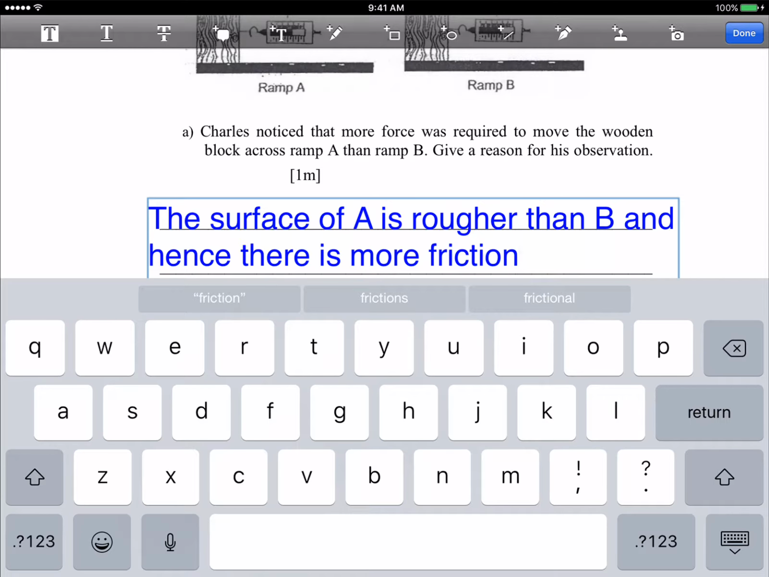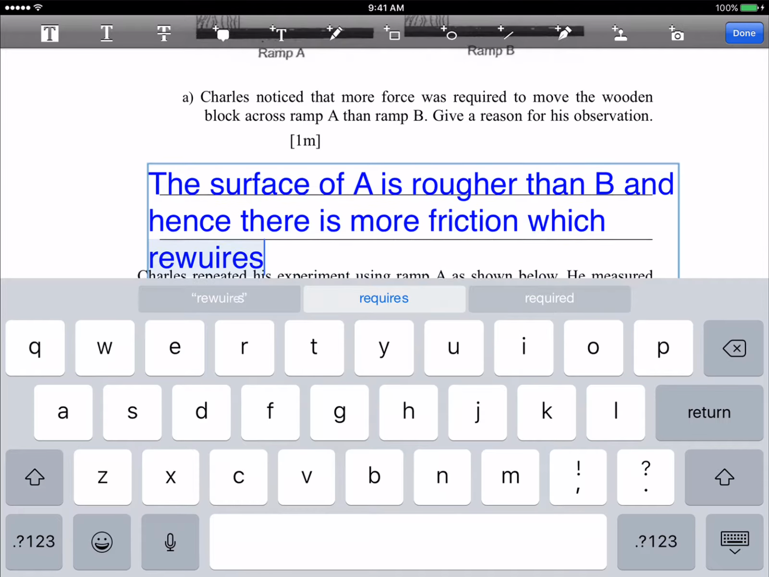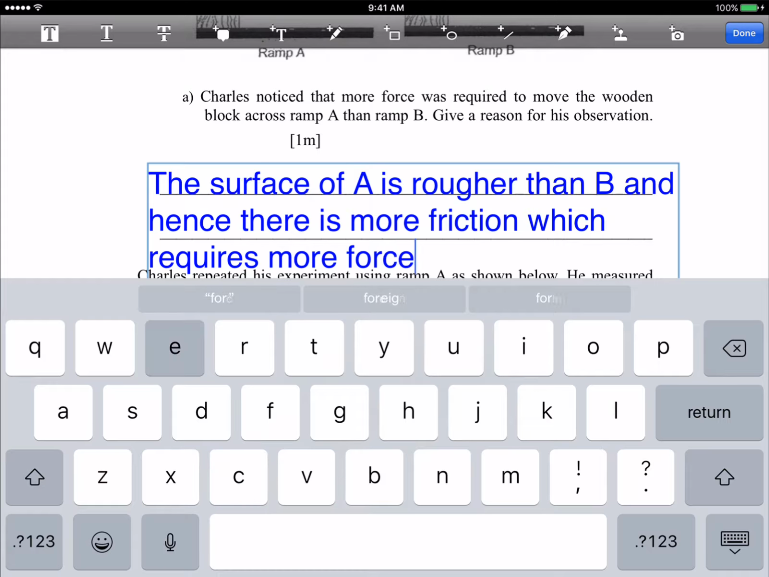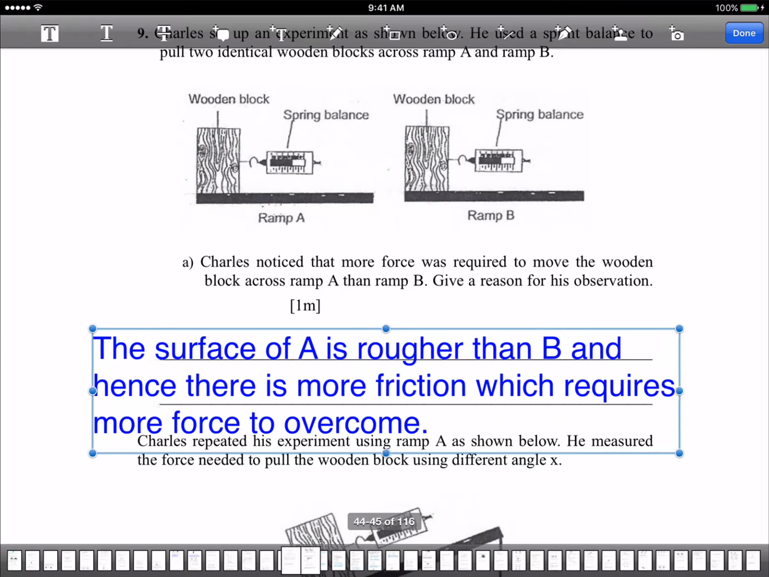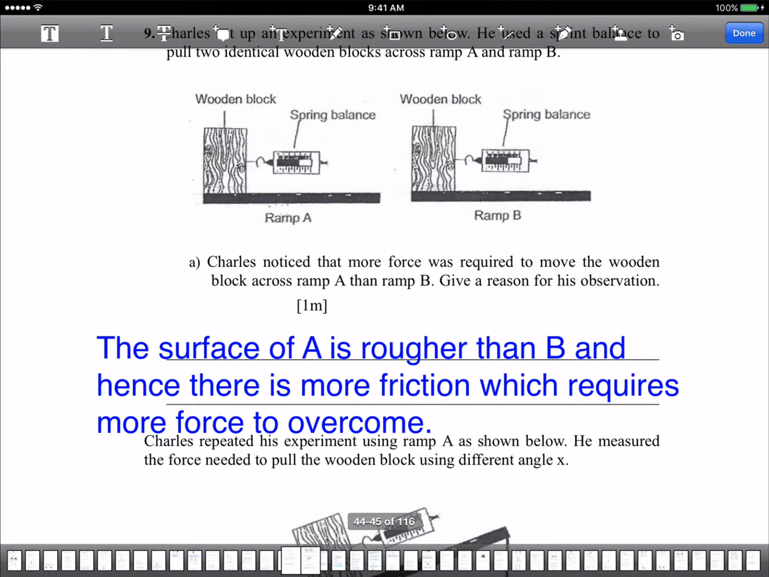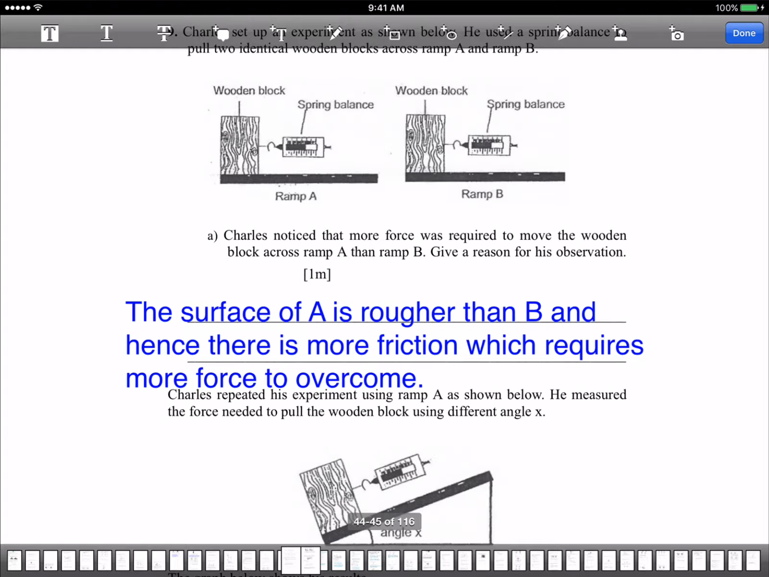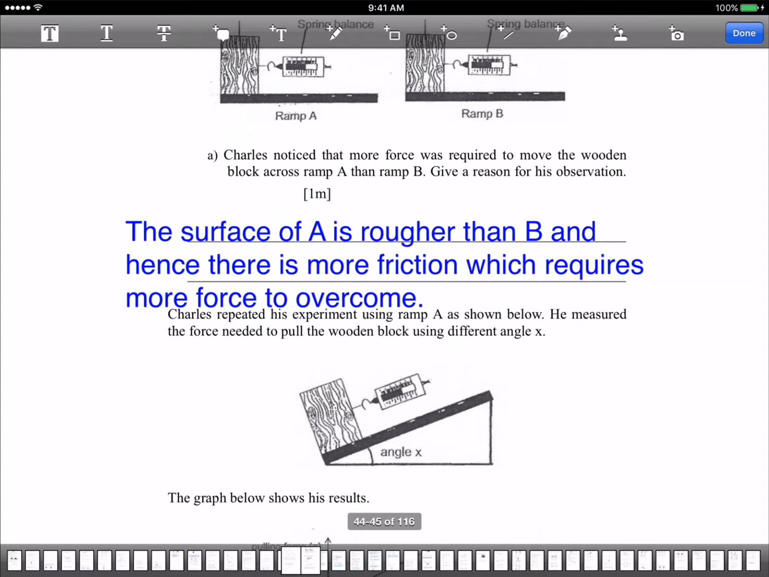And hence there is more friction, which requires more force to overcome. Okay, right? So it's just 1 mark for this particular question, but that's the reason. Even though you cannot see it, like one is rough, the other is smooth, they tell you the observation, so you just write down the observation over here. Right, next.